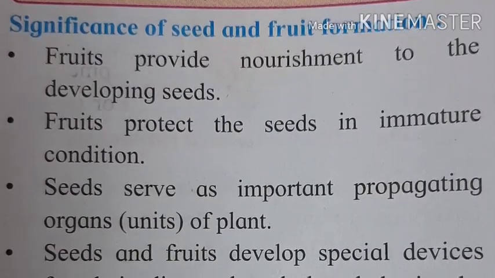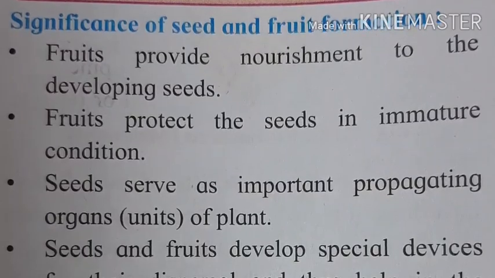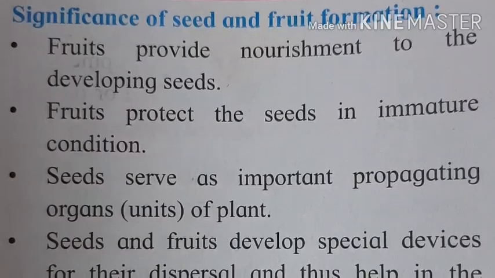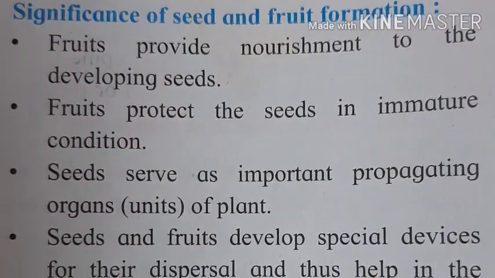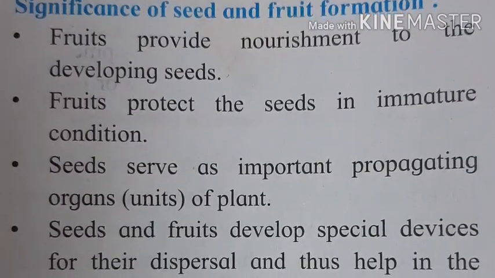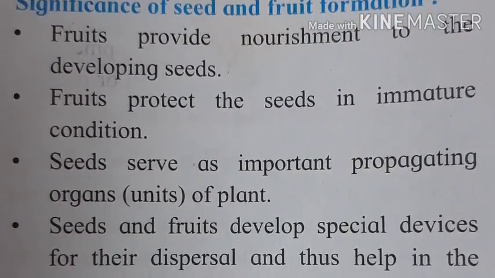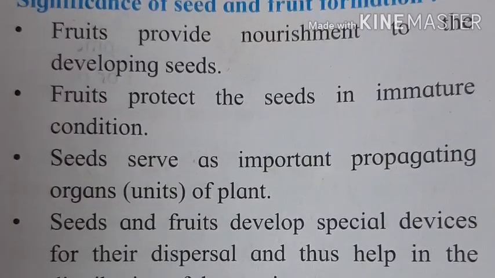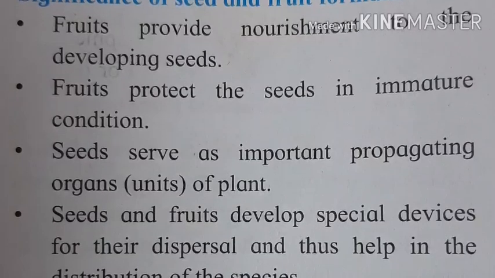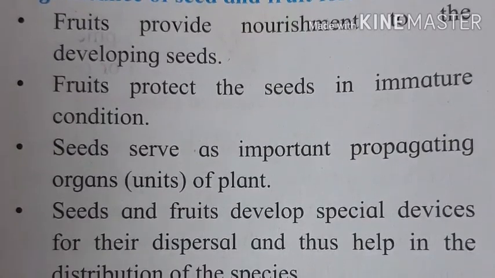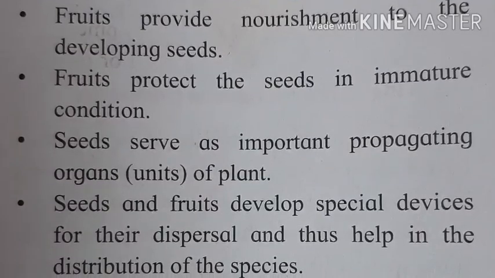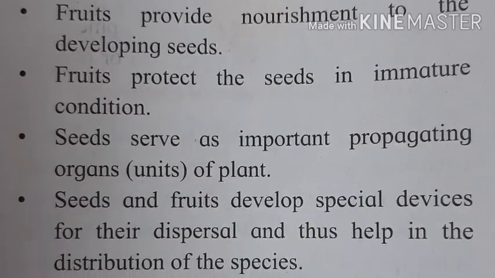Significance of seed and fruit formation. Fruits provide nourishment to the developing seeds. Fruits protect the seeds in immature condition. Seeds serve as important propagating organs of the plant, or a propagating unit of the plant. Seeds and fruits develop special devices for their dispersal and thus help in the distribution of the species.